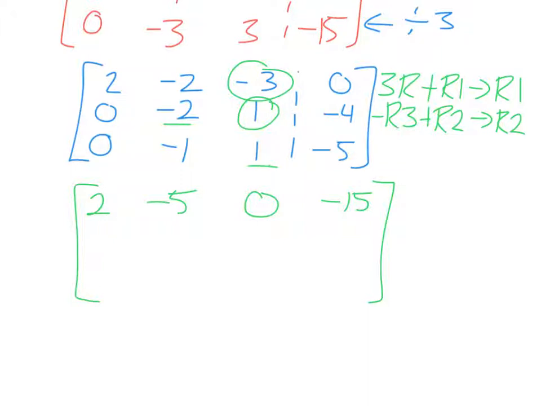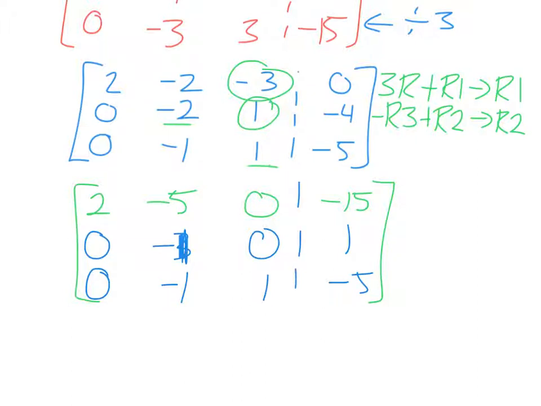For the second one, we've got 0 plus 0 is 0. We've got negative 1 plus negative 2 is negative 3. We've got negative 1 plus, actually this should be negative 1 here. Negative 1 plus 1 is 0. And negative 5 minus 4 is going to be 1. The last row remains the same, 0, negative 1, 1, and negative 5. That leaves us with just the middle column for us to deal with.